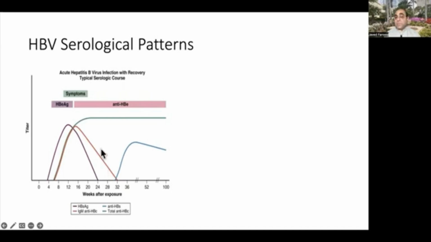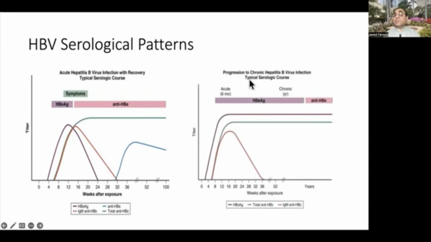In comparison, in progression to chronic hepatitis B virus infection, the typical serological course within 6 months is acute, and after 6 months is years. The HBe antigen positivity extends beyond 6 months, and later on there's anti-HBe positivity. The HBs surface antigen stays there for years. Similarly, the HB core antibodies stay there, and the IgM antibodies come and go, but there is no emergence of the anti-HBs antibodies.